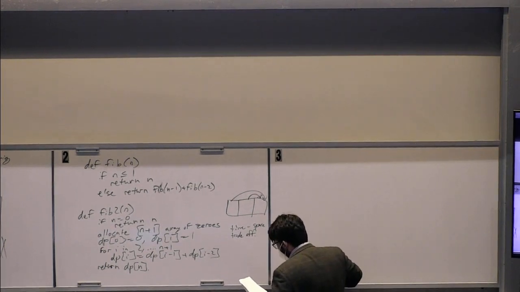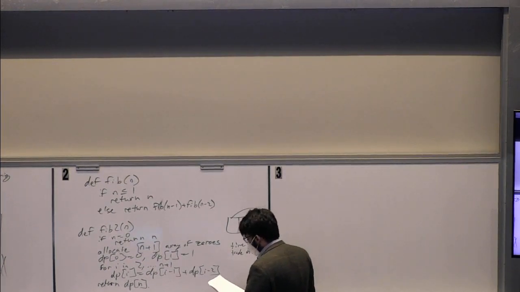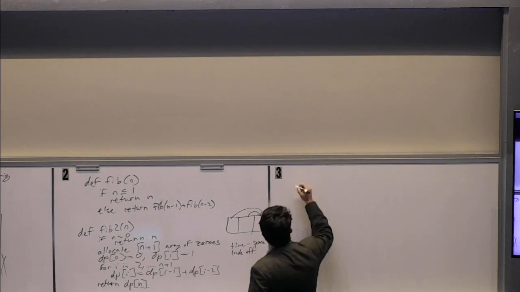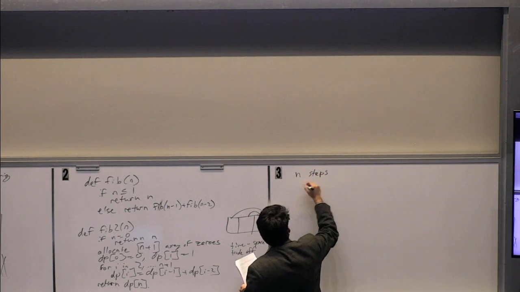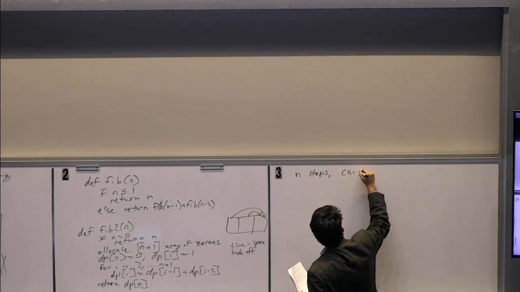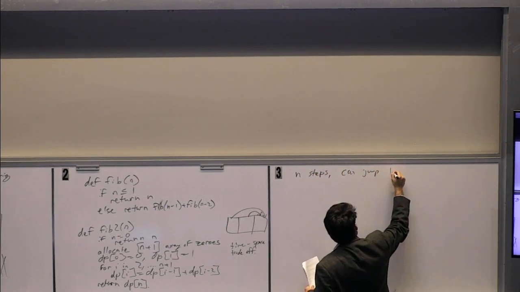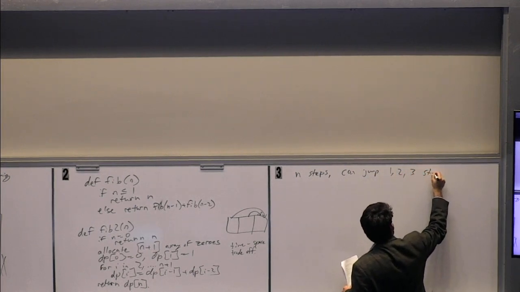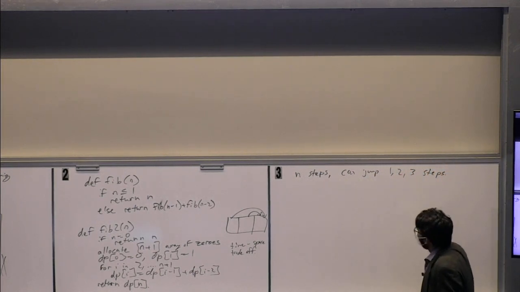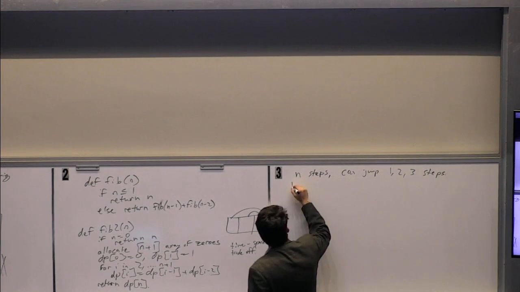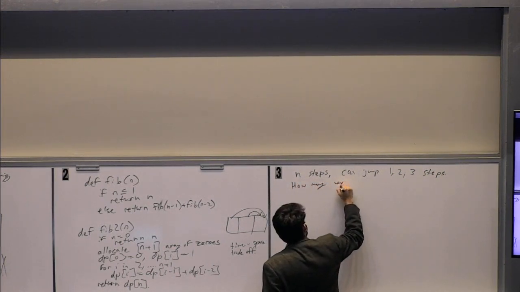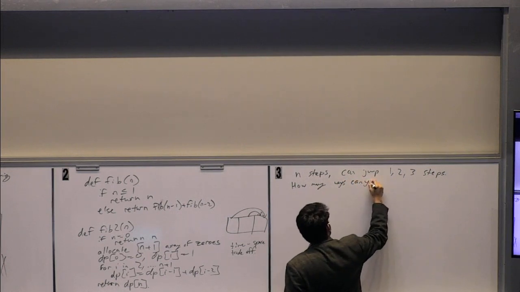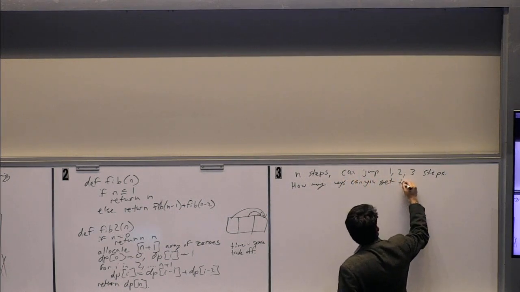This first problem is called stair-stepping. It's some of the basics. You have n steps, and you can jump one, two, or three steps. How many different ways can you get to step N?